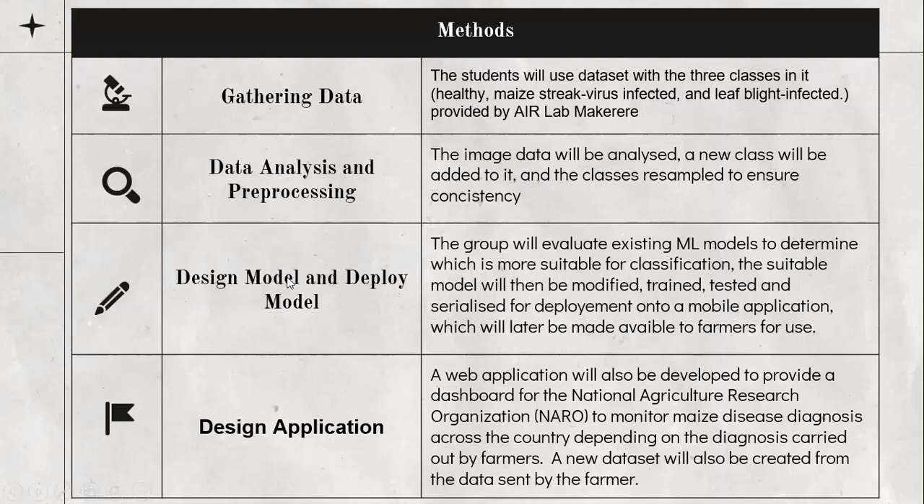Now we shall design the model and deploy the model. Here the group will evaluate existing models to determine which of them is more suitable for the classification. The suitable model will be modified, trained and tested, and we shall serialize it for deployment onto a mobile application. We shall also design a web application to be used by administrators, the National Agricultural Research Organization, who want to monitor how the maize disease is spread all over the East African region, and we shall also design a new data set at this stage.